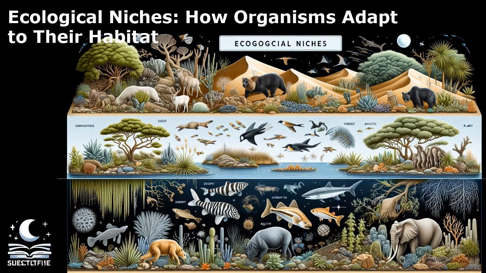Another type of niche classification is based on the resources that organisms use. A trophic niche, for instance, refers to the position of a species within a food chain or web. Predators occupy a different trophic niche than herbivores or decomposers, highlighting the diversity of roles in an ecosystem. Additionally, spatial niches consider the physical location and habitat preferences of organisms.